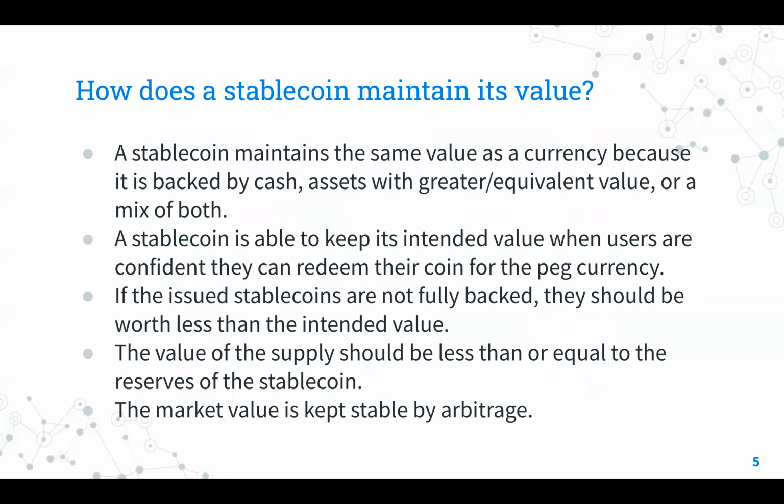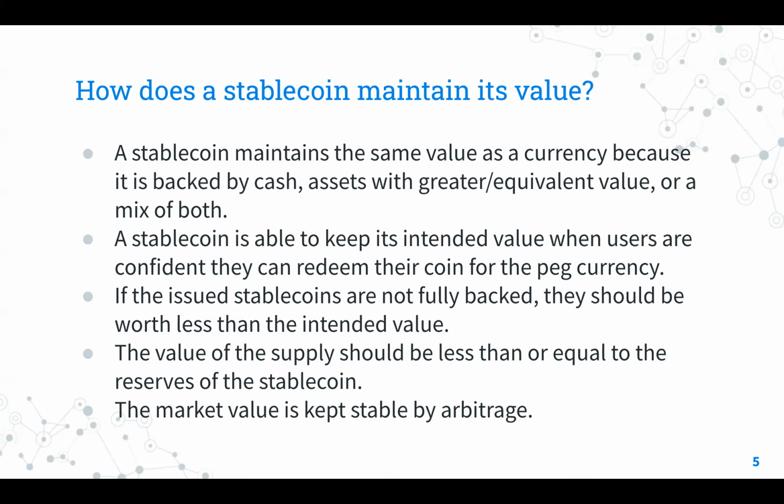So how does a stable coin maintain its value? The big question. Well, a stable coin maintains the same value as the currency it's pegged to because it's either backed by cash of that currency, assets with greater or equivalent value, or a mix of both. A stable coin is able to keep its intended value when users are confident they can redeem their coin for the peg currency. It's kind of like how a normal currency has its value: people believe in it. And so if people know that the stable coins are not fully backed, then the price should fall because they don't have confidence that it can be redeemed for that amount of money.